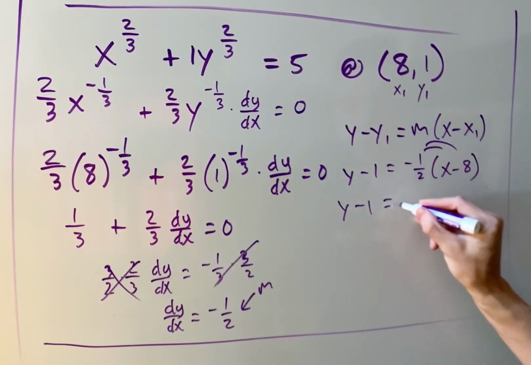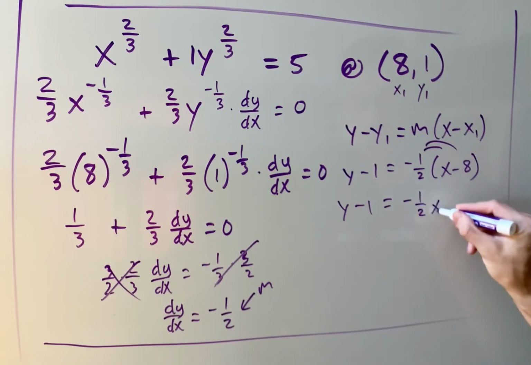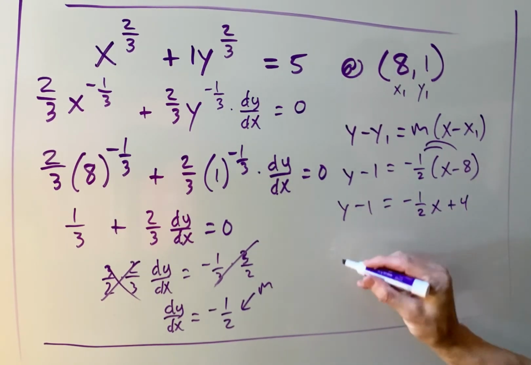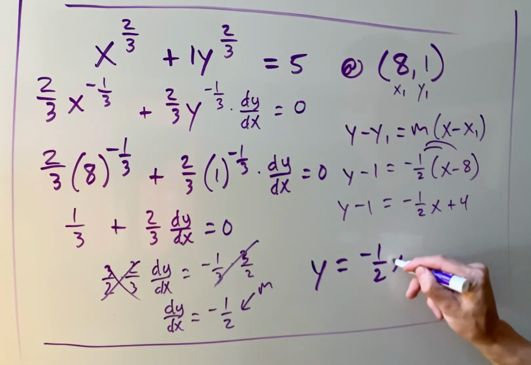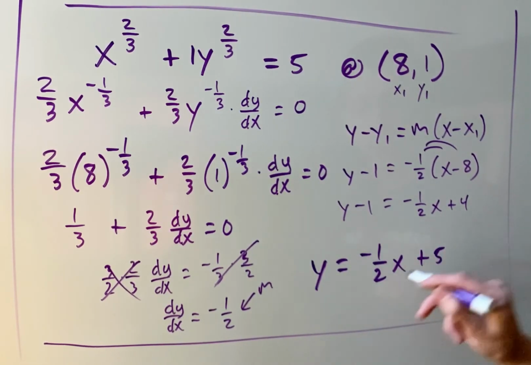So let's distribute the negative 1/2. So negative 1/2 x plus 4. So final answer, y equals negative 1/2 x plus 5.